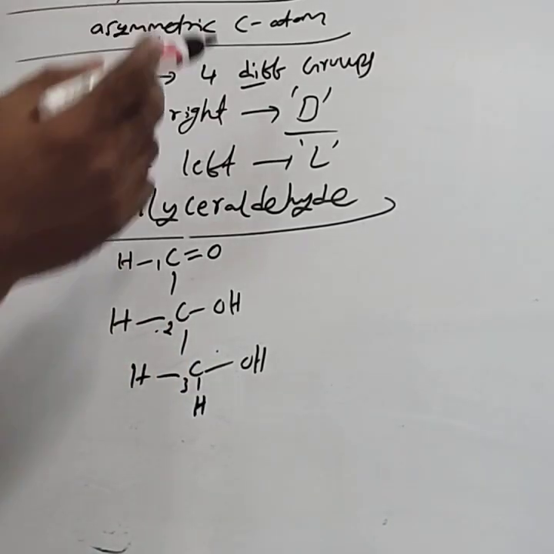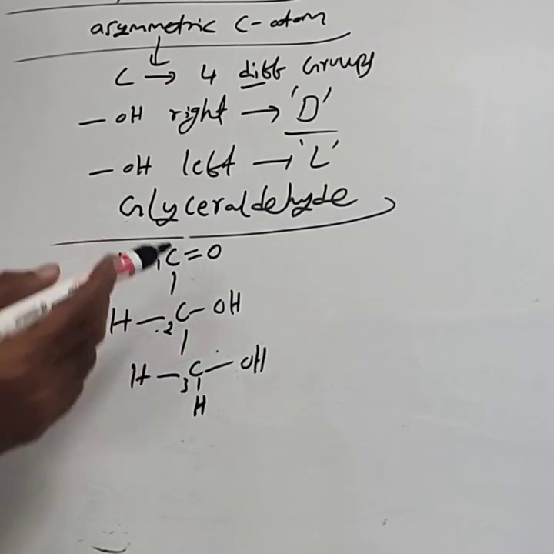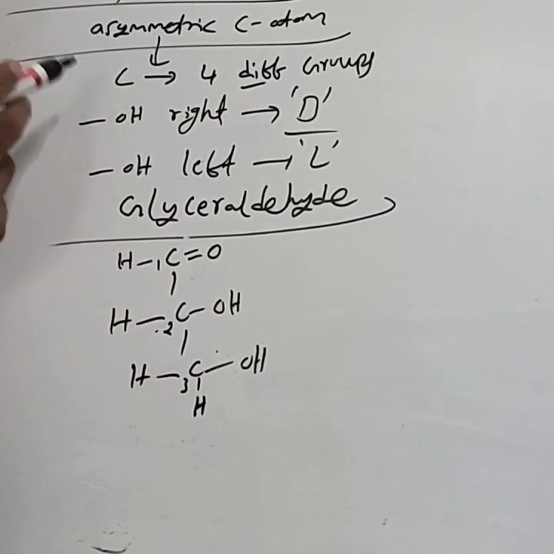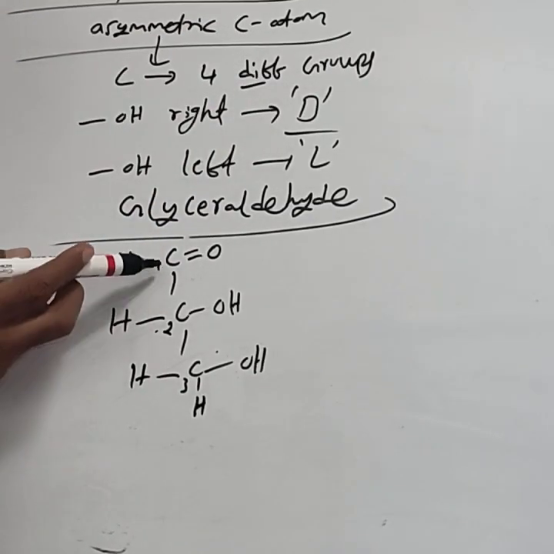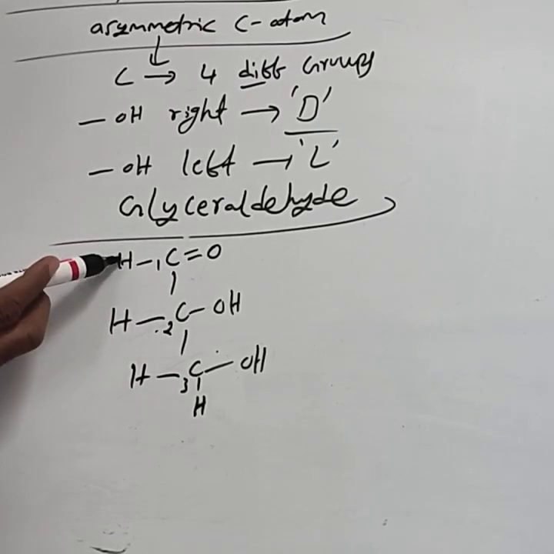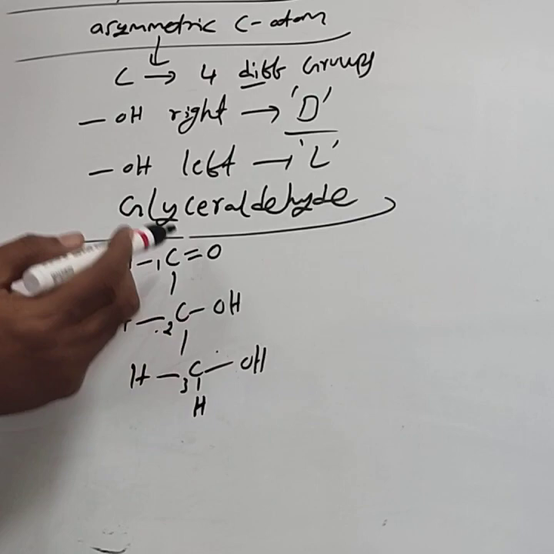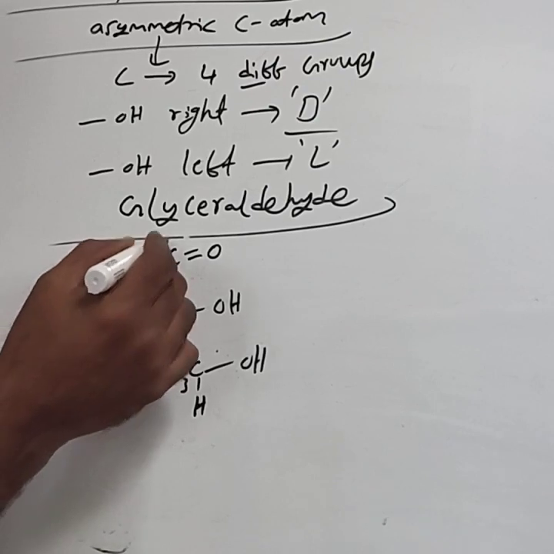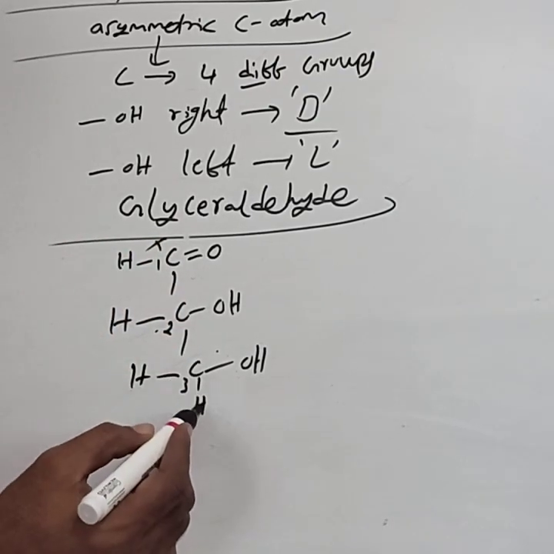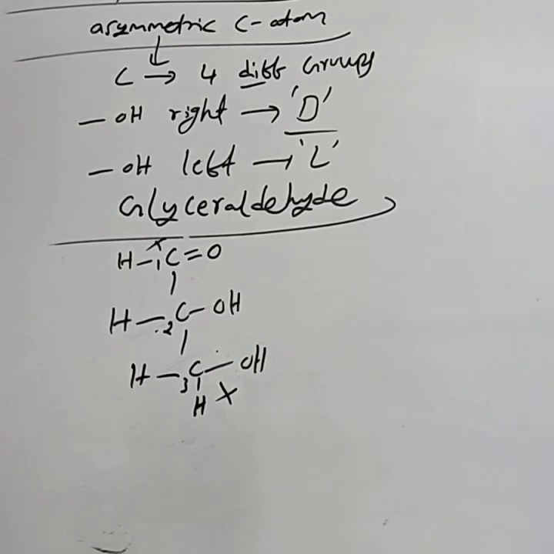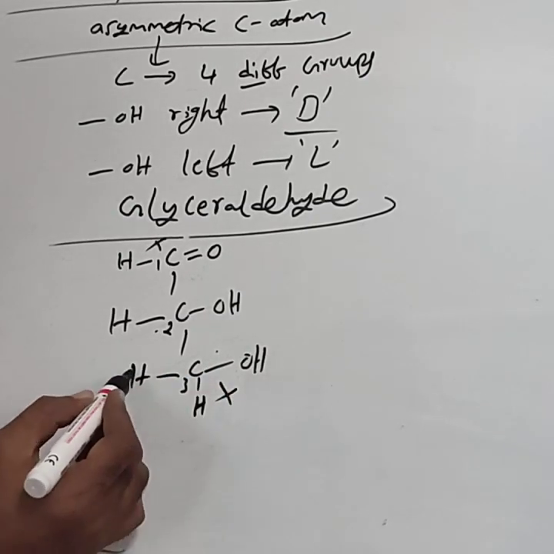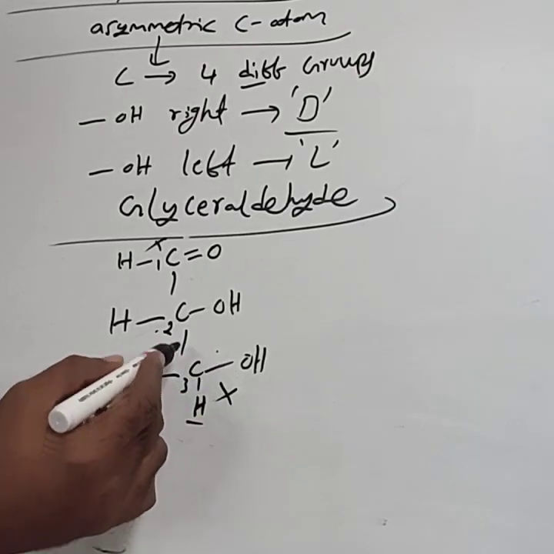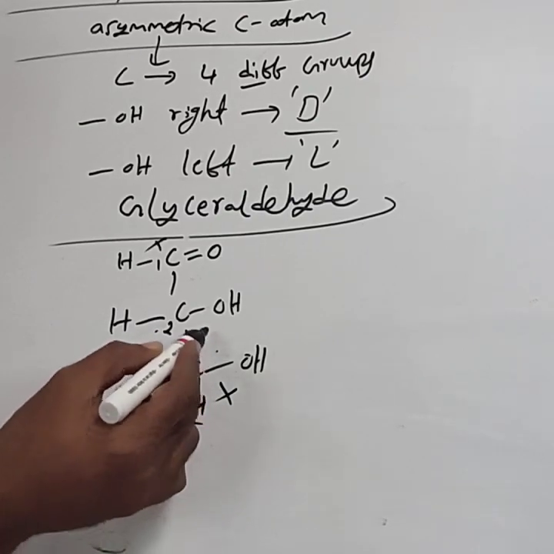Observe which carbon is asymmetric among the 3 carbon atoms in glyceraldehyde. The first carbon atom is not asymmetric. The definition of asymmetric is a carbon bonded to 4 different groups, but this carbon is bonded to only 3 groups: hydrogen, oxygen, and the rest. The third carbon is also not asymmetric, because there are 2 identical groups, hydrogen atoms. This carbon is bonded to 4 groups, but among those 4, 2 are identical. Hence it is not asymmetric.